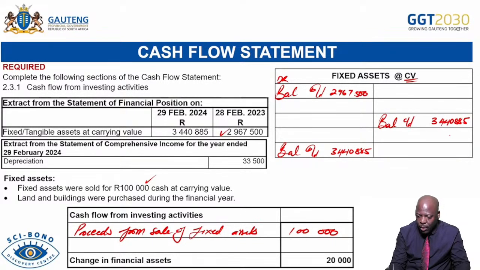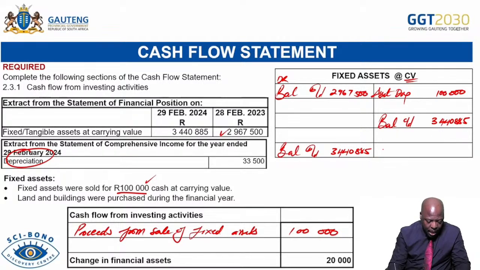Okay, and then we are told fixed assets were sold. So that's the disposal. That means here I have my asset disposal. Remember it's disposal at carrying value, which is 100,000. And then, not to forget, my depreciation over there. Then I'm going to come and record my depreciation. And my depreciation is 33,000.